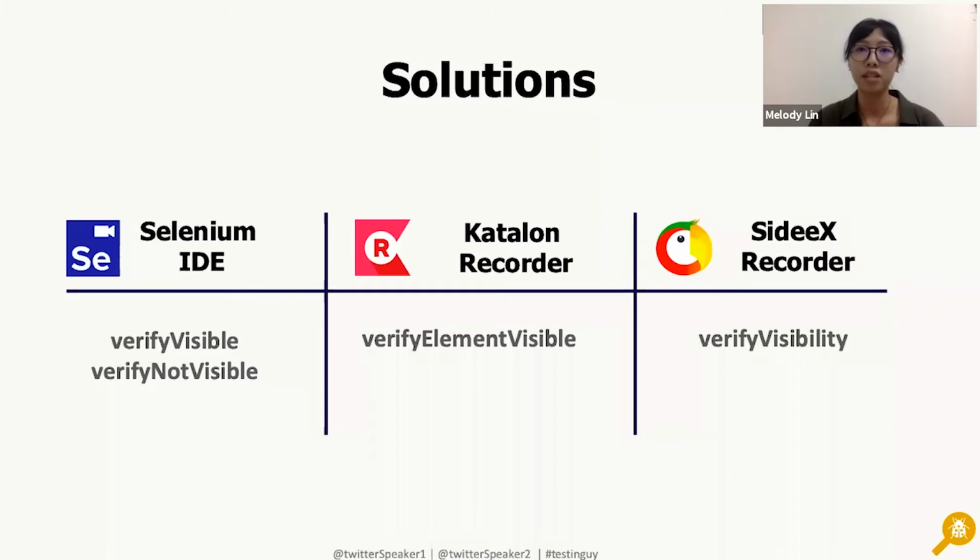And these commands have different names in different tools, like in Selenium IDE, it's called verify visible. And there's also an opposite to this command, which is called verify not visible, where you can verify if this element is indeed not visible to the users. And when you execute this command, the command will pass if the algorithm thinks that this element is visible to the users, and it will fail if the algorithm thinks that this is not visible to the users.